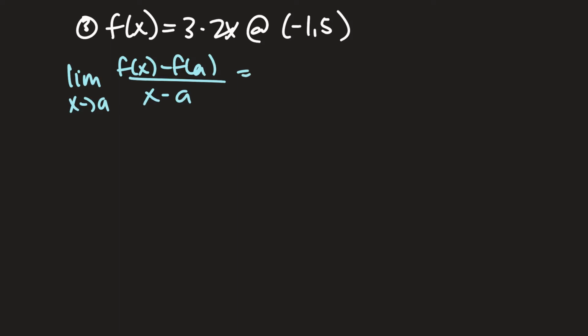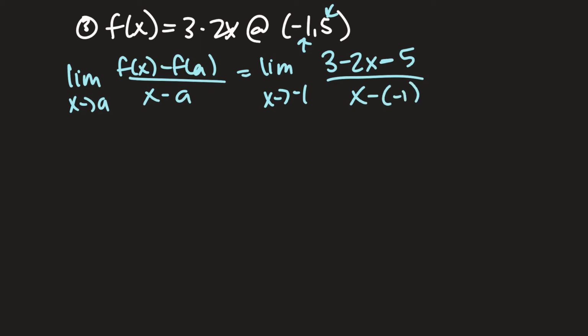So we have the limit as x approaches a, my a is my point of tangency, so negative 1. f of x is 3 minus 2x, and then minus my f of a, which is given as an ordered pair. So had they just said x is equal to 1, like we do in number 4 and number 5, you would have to find f of a. So I have 5 all over x minus a, negative 1.